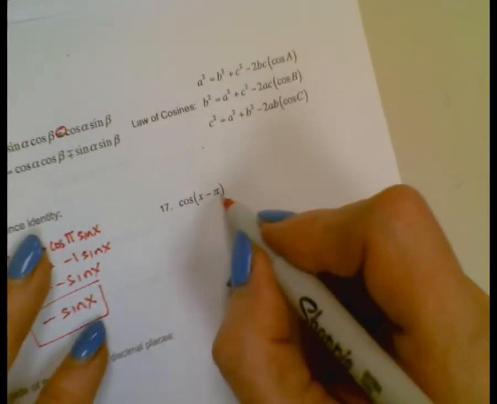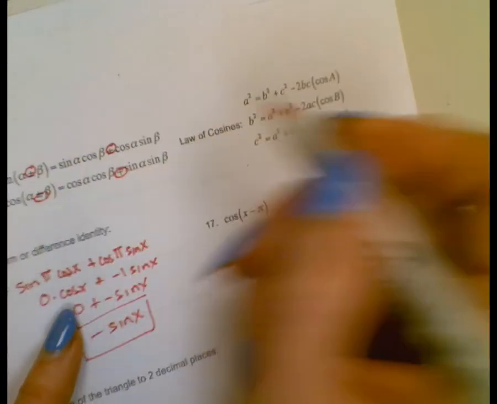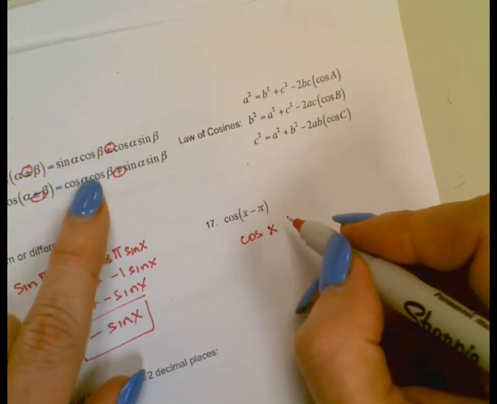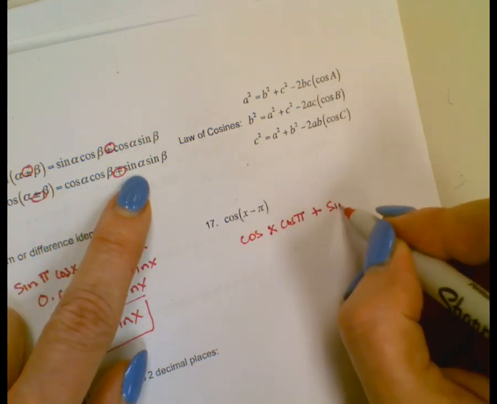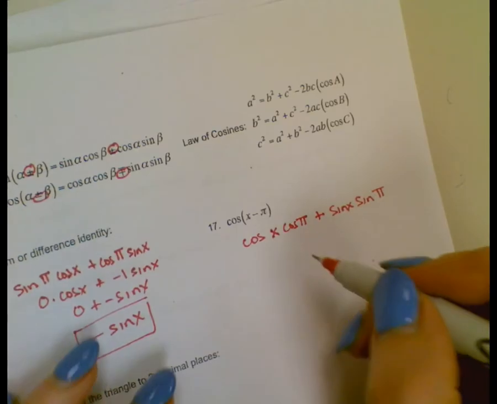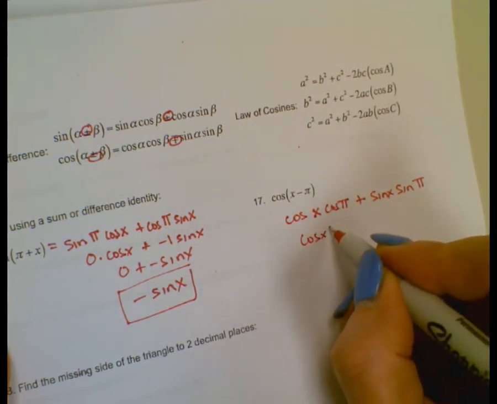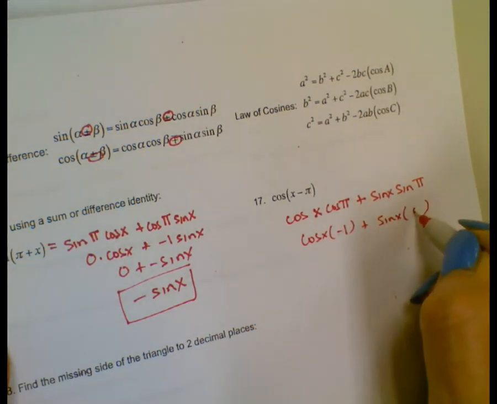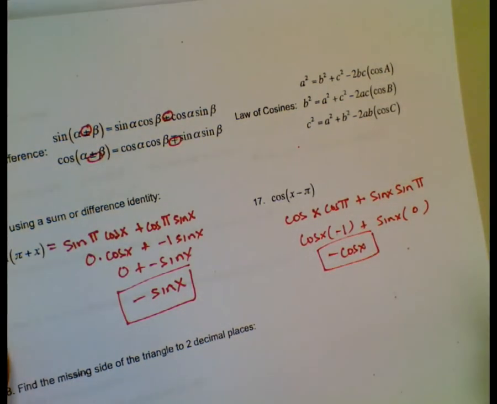This one's cosine difference. For cosine difference you're going to use the bottom sign. So you're using the plus. So it's cosine x, I'm following this right here, cosine pi plus sine x sine pi. So again, we got the same ordered pair, pi, -1, 0. So cosine x times cosine pi. Cosine pi is -1. Sine x times sine pi, which is 0. So this is negative cosine x, and that's 0. So this is your answer.